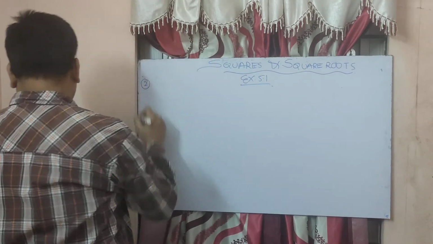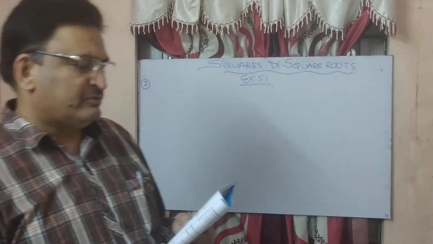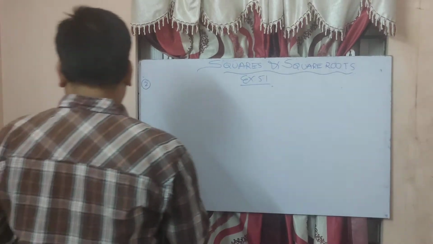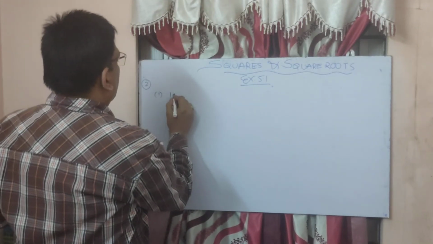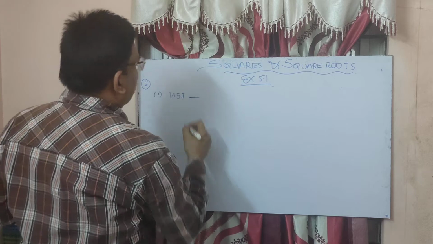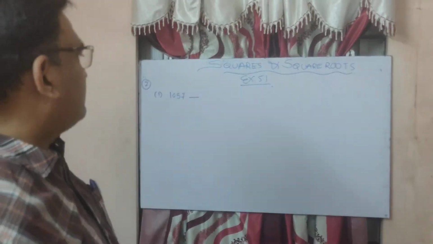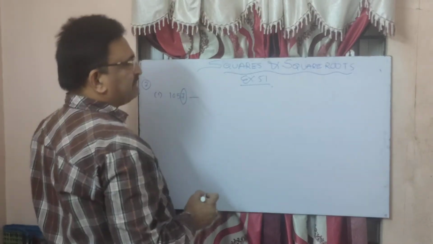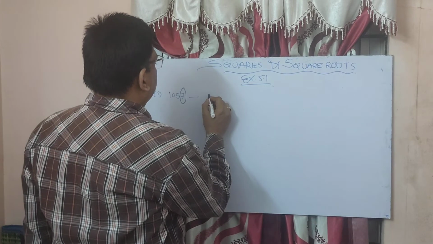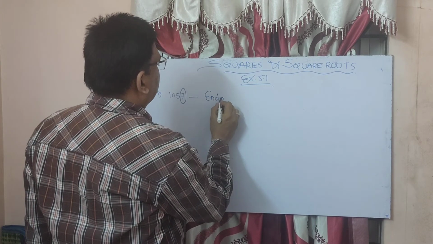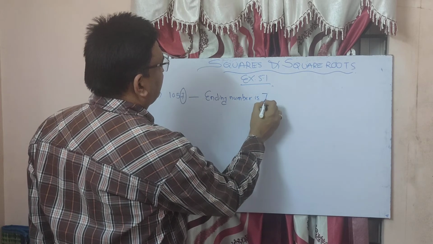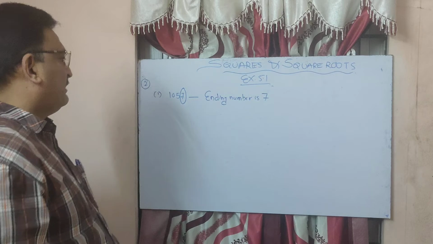Now question number 2. The following numbers are obviously not perfect squares. We have to give reason. So the first one is 1057. They are telling it is not a perfect square. Why? Can you tell me? Because the ending number is 7. Therefore, you are right. Ending number is 7, therefore it cannot be a perfect square.